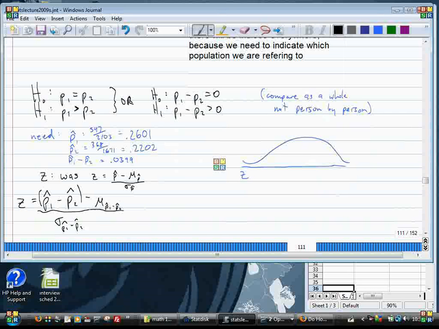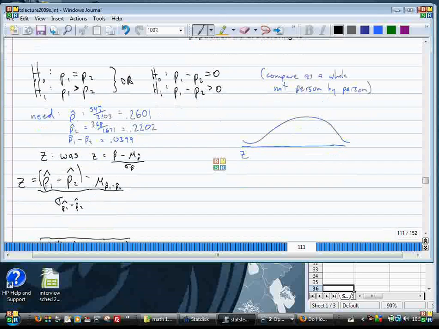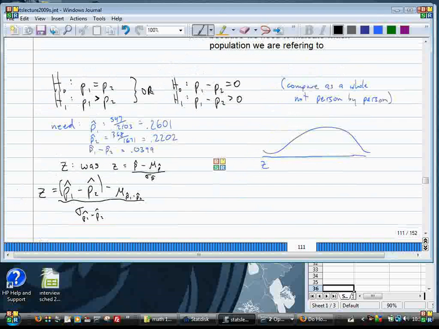Okay. So of these things, which ones do we know? Do we know p1 hat minus p2 hat? Yes. Do we know mu for p1 hat minus p2 hat? Yeah, we do. Where does that come from? It comes from the hypothesis, and what is the number in the hypothesis? 0. So we have it already. So the only thing that we need to know is, how do you find this standard deviation? So the one thing that I have to do is give you the formula for that.